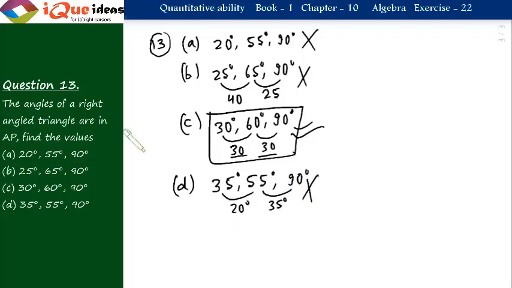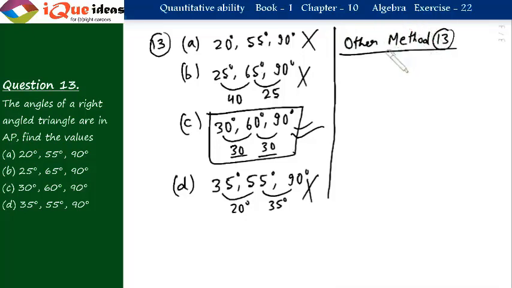Of course, there would be another way also. Let's check the other way, the other method for question number 13. That is the theoretical method for AP, arithmetic progression. Let's assume the first angle to be x, the next angle to be x plus d, and the next angle to be x plus 2d.